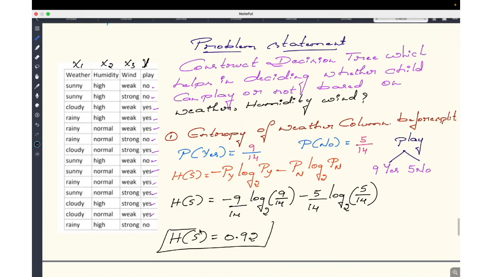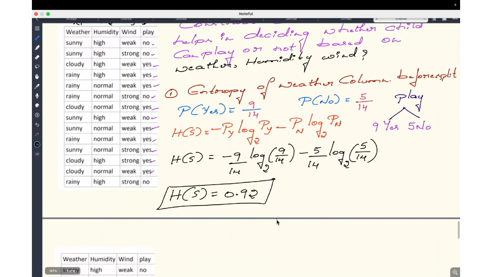Anyways, I'm ready with an answer. It will give you 0.92. You can cross check if you want. So this is how you find the entropy of a column before split. Usually for all the columns, entropy of a column before split will be the same. H of S will remain the same for all the columns because it's calculated with respect to the target column, right? Understood? Is it clear? Shall I proceed?